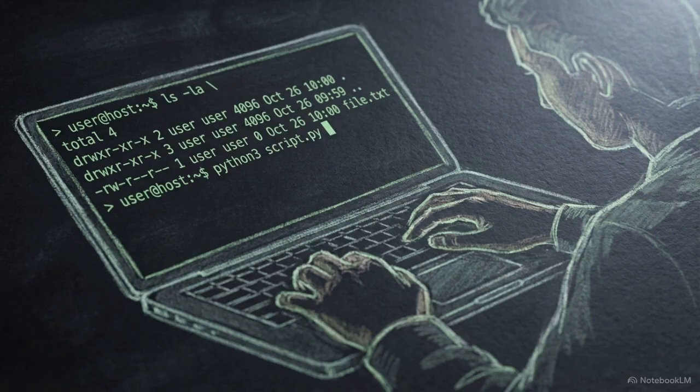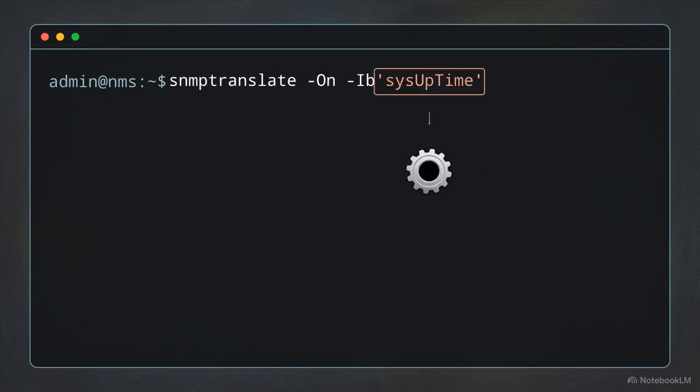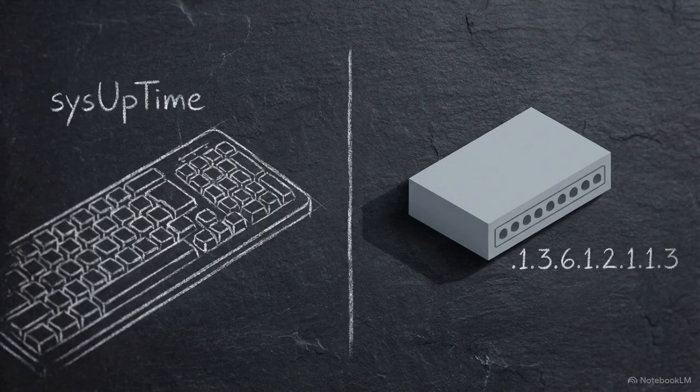Instead, they rely on terminal tools to interact with these groups using human-readable text. In practical application, like the setup in your Lab 5 exercises, you use commands like SNMP translate. This utility takes a text string, like sysuptime, and converts it into its exact numeric OID equivalent, in this case, .1.3.6.1.2.1.1.3. The MIB structure bridges the gap. It provides readable labels for human engineers while generating the high-speed numeric routing required by the protocol itself.